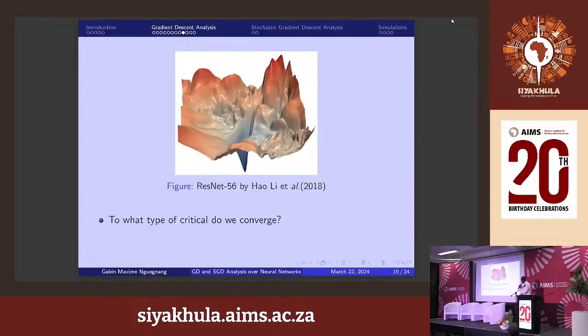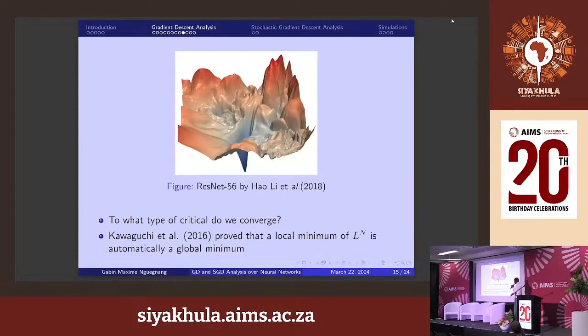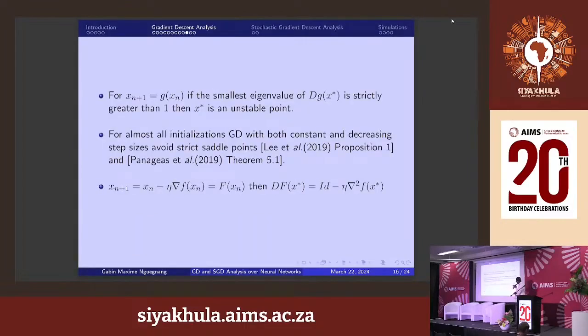So when we observe the geometry of a neural network, we ask ourselves, okay, we converge to a critical point, but which type of critical point? Is it a global minimum, a saddle point, or simply a local minimum? With the result of Kawaguchi, we already know that for linear neural networks, any local minimum is ultimately the global minimum. We could see from this result of Lee and his collaborators that for almost all initializations, gradient descent escapes strict saddle points.